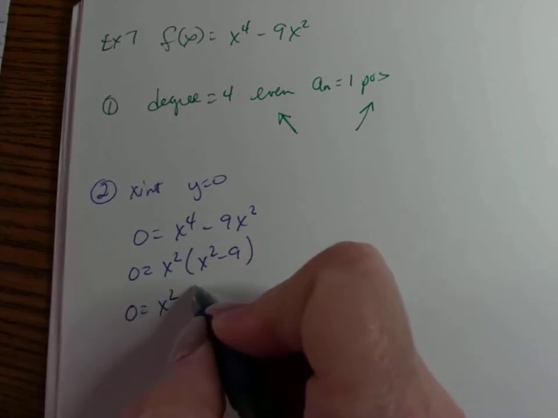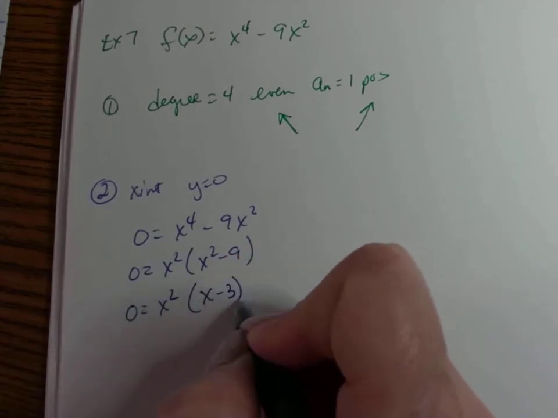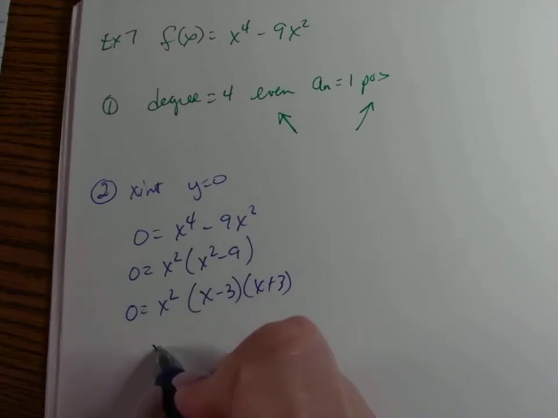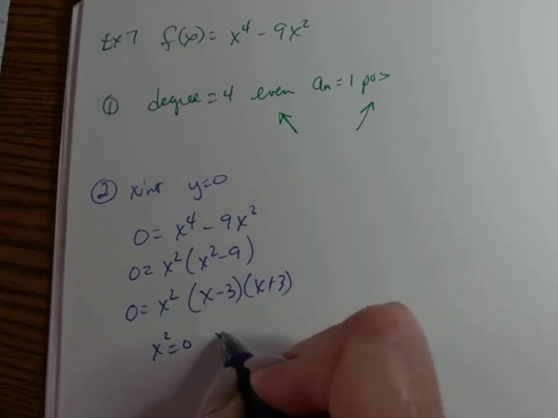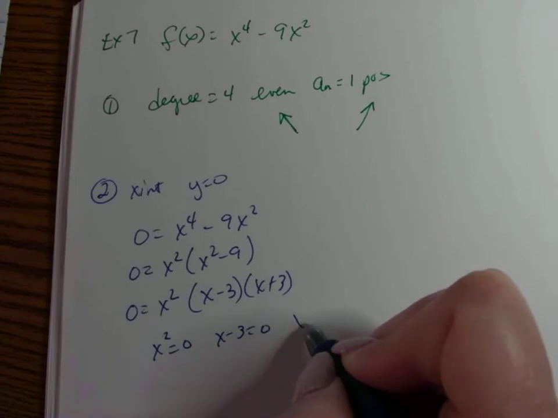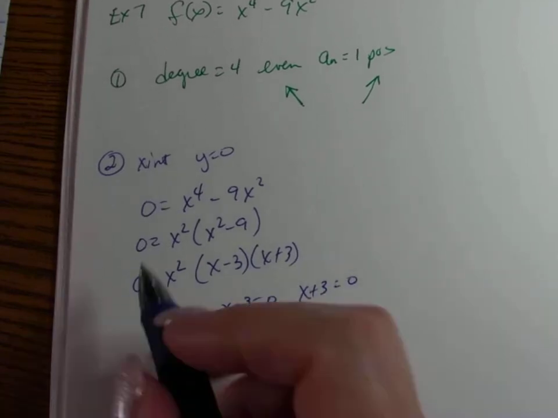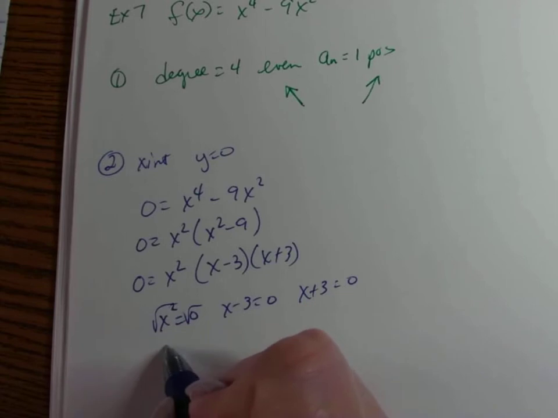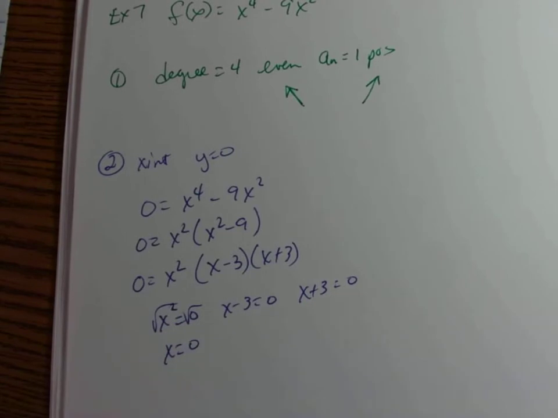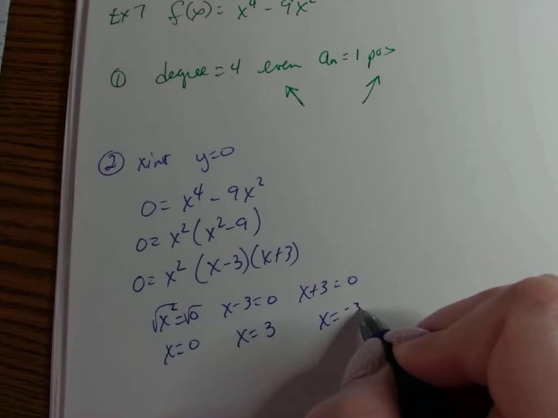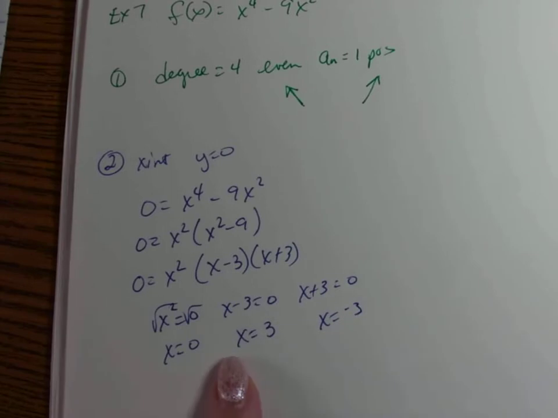So 0 equals x squared times x minus 3 times x plus 3. Now we'll take each term and set it equal to 0. Well, the x squared equal to 0, we can take the square root of both sides, but it's just going to be 0. And this will be x equals 3, and this will be equal to negative 3. So that is the zeros.